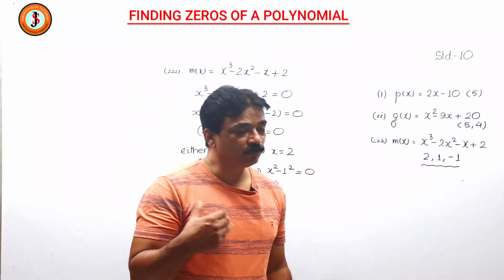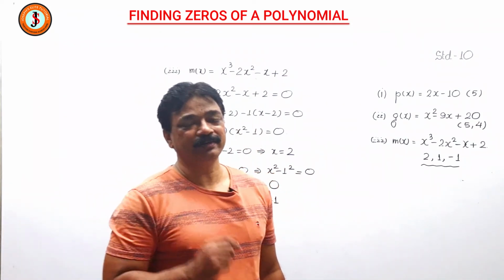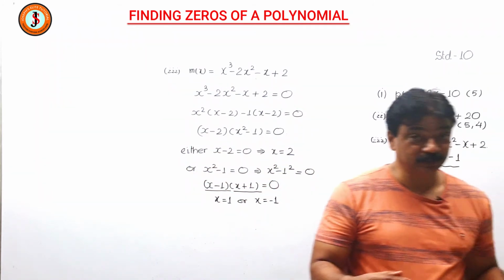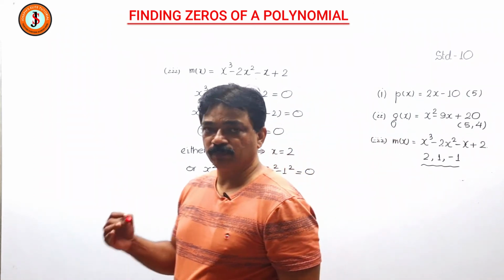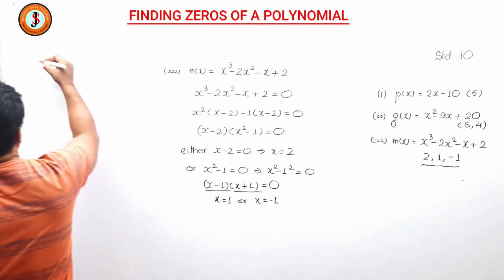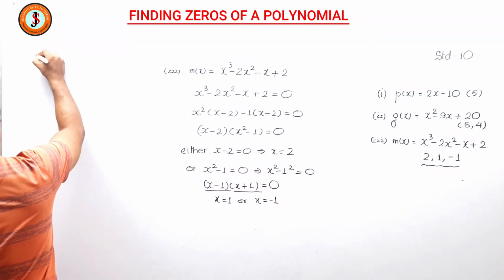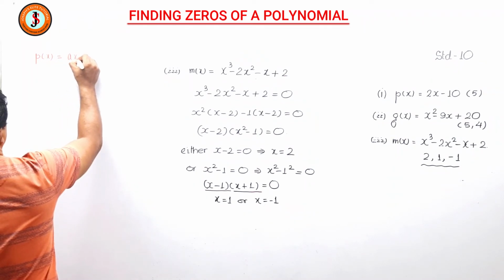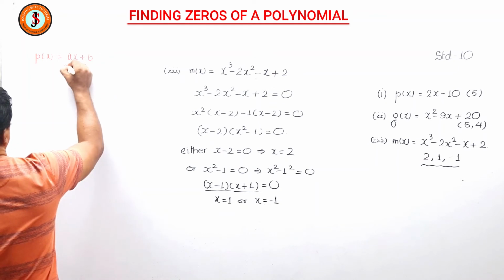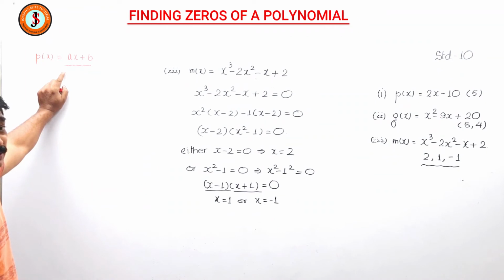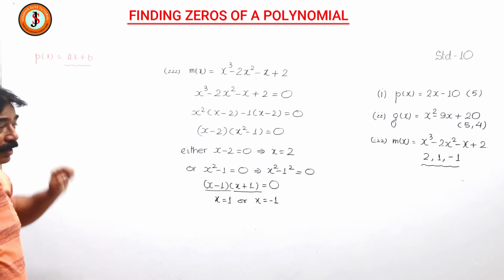Also understand that every polynomial has got a general representation. That is very important. For example, a linear polynomial for x has a representation as ax plus b. So here what is the value of a in the first example? 2x minus 10, a will be 2. And what will be the value of b? b will be minus 10.